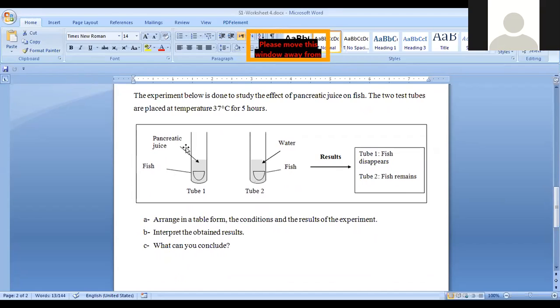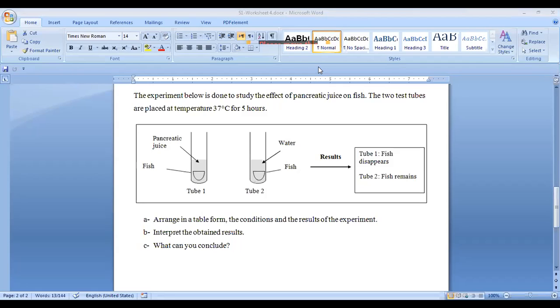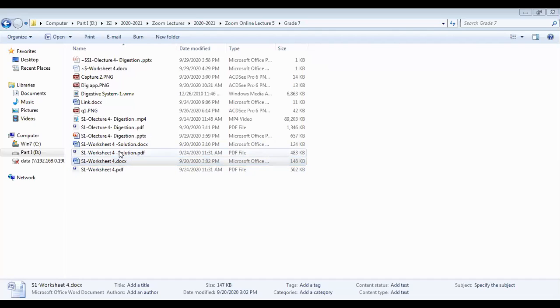Fish, pancreatic juice, it's present in tube 1, while it's not in tube 2. So you have to put plus and minus here. Pay attention to this. In tube 2, in experiment 2, you have to do it like this. This one is the worksheet for the solution. This is the table of condition. Here, condition, tubes 1 and 2.